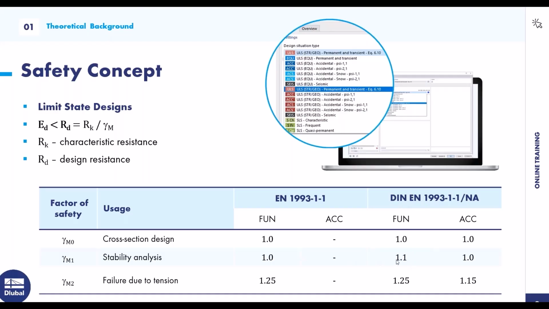And you can see there is another coefficient for the stability analysis, the safety coefficient. But if you select the German national annex, for example, or another national annex, this coefficient is considered automatically by the program. So, okay, then the next slide.